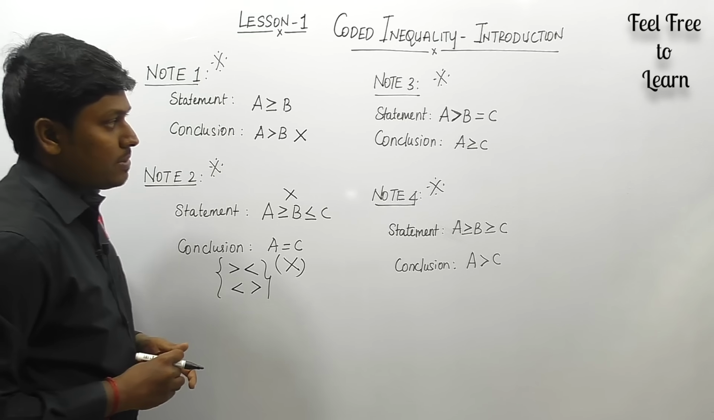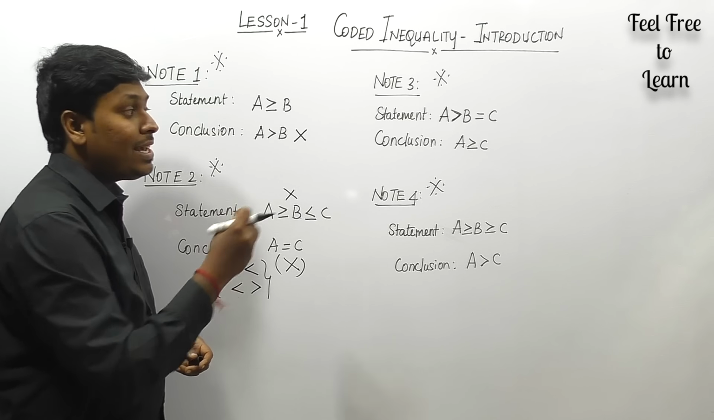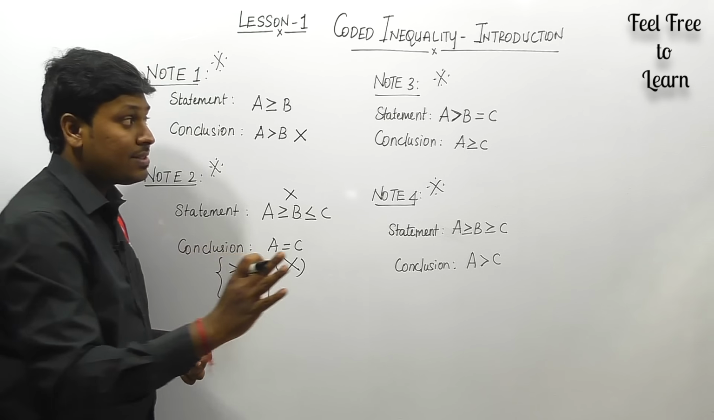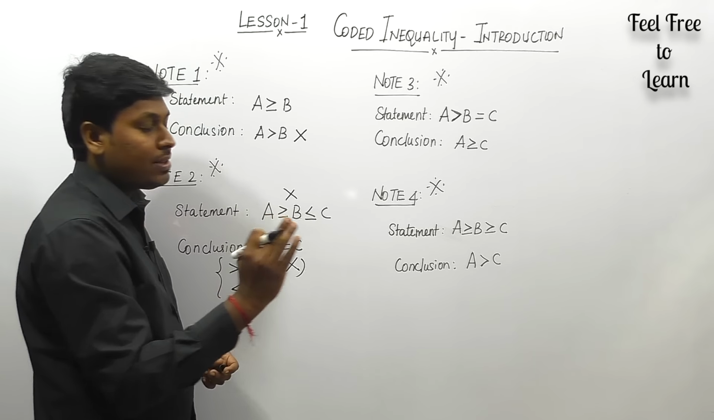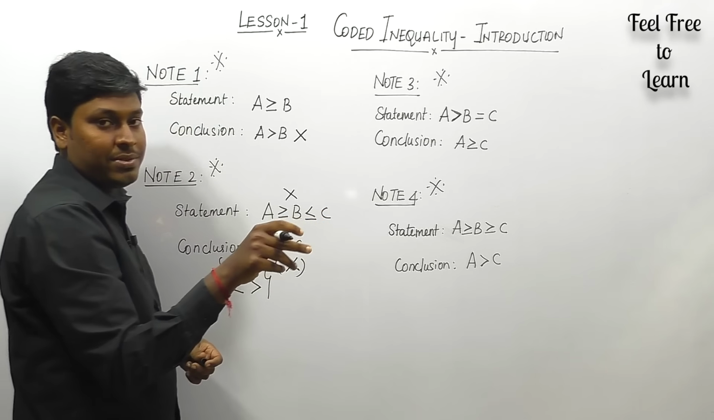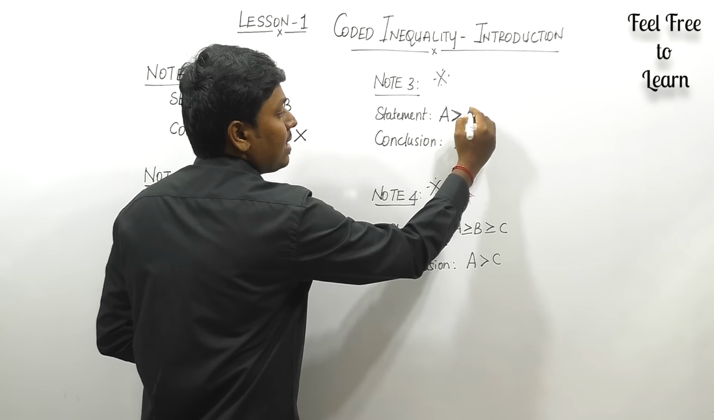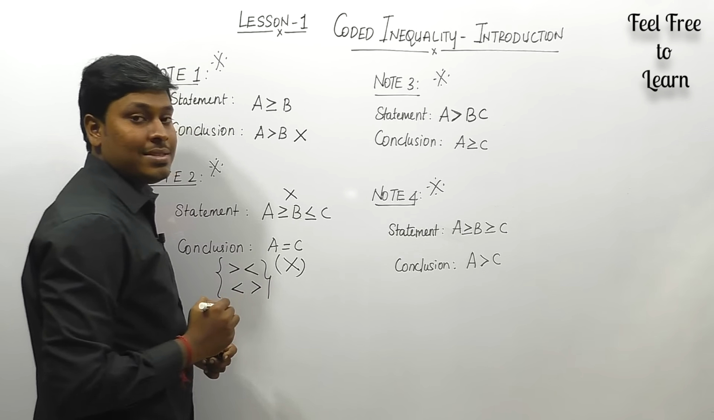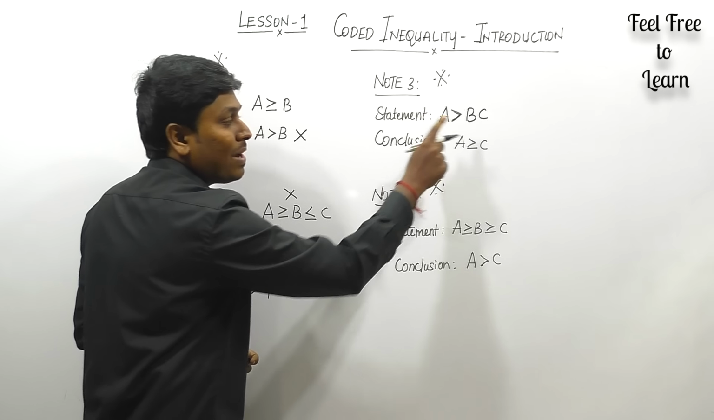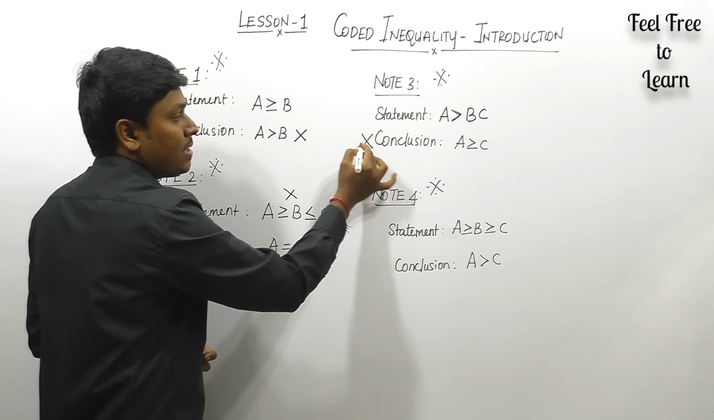So note number 3. The statement is A greater than B equal to C, and they are asking whether the conclusion A greater than or equal to C is true or false. Friends, listen carefully. In case number 3, I have told you one thing. If you find this equal to symbol, B equal to C, the meaning is that B and C both are equal. So better rub this and write it as BC. Now the conclusion says A greater than or equal to C, but while comparing A and C, we got only A greater than C, but the conclusion says A greater than or equal to. So we can say that the conclusion is false.